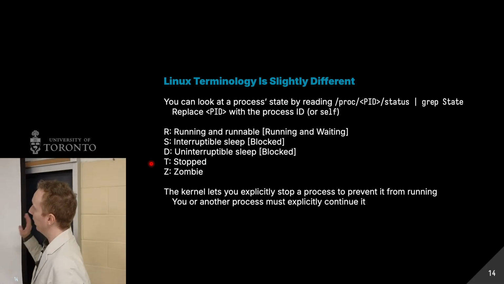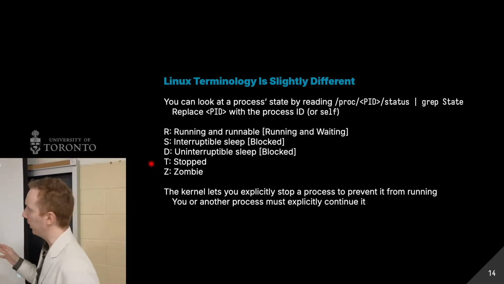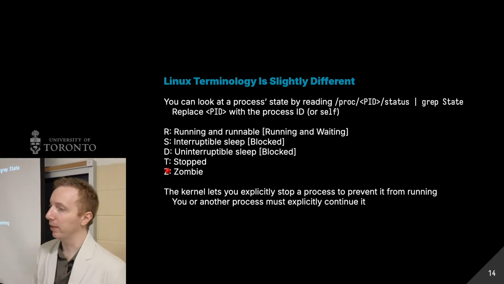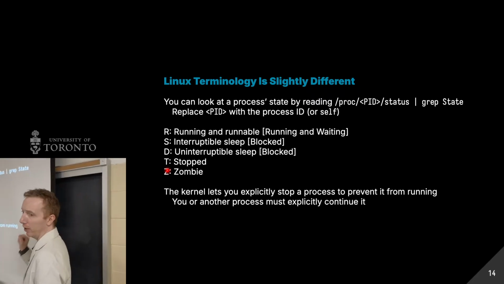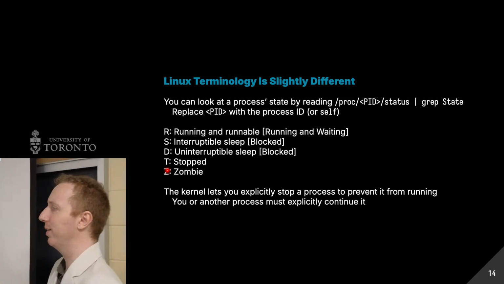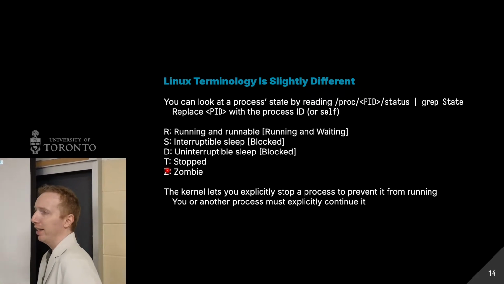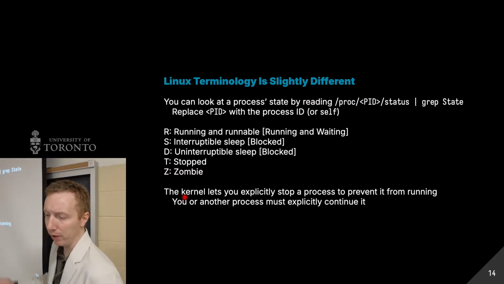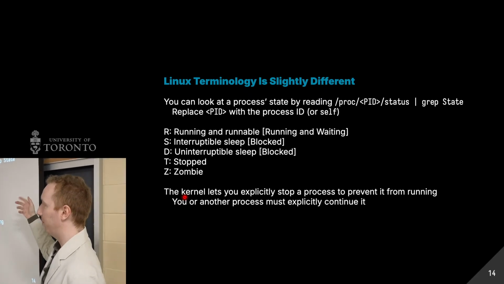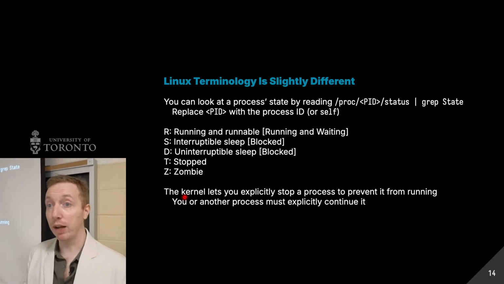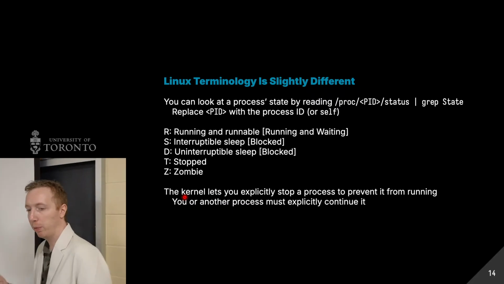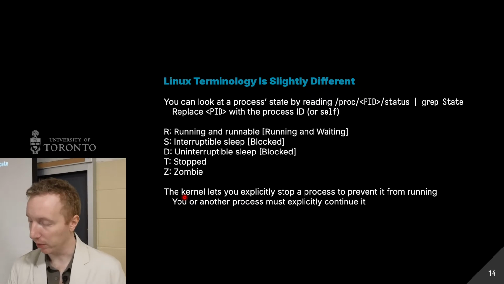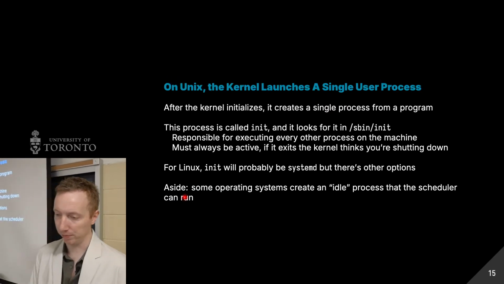The other state is called stopped, which we'll see in the next lecture. And then there's also this zombie state. We're going to see what this zombie state means because it is a real state name in Linux, and it seems kind of weird that something would call you a zombie. The stop state is because the kernel lets you explicitly stop a process if you want to prevent it from running. And then another process can explicitly continue it. But we'll see how to do that in the next lecture.